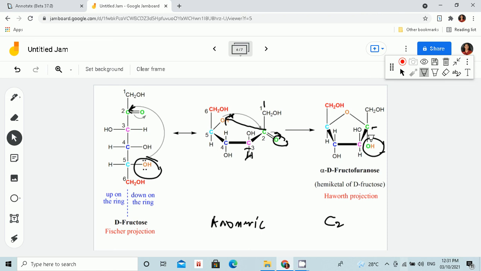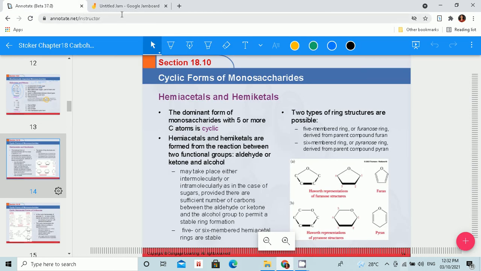And I've told you already that if the OH on our anomeric carbon lies below, and does not lie on the same side as our CH2OH, then that molecule is an alpha anomer. Alpha, because the OH lies below. And then we have alpha-D-fructofuranose. Furanose because it is a five-membered ring. Pyranose if it's six, furanose if it's five. Okay, so that's all for that.